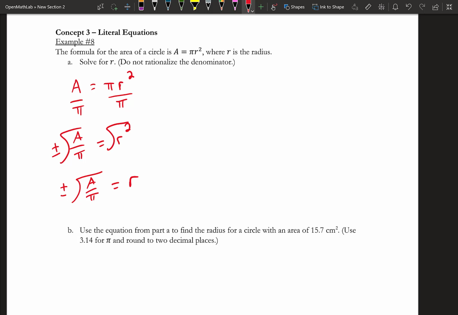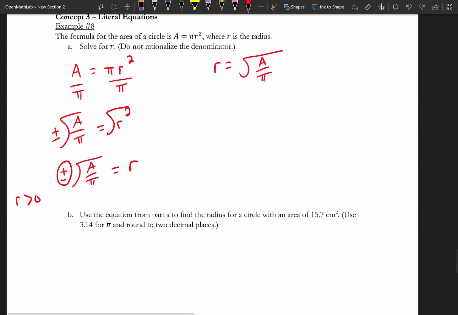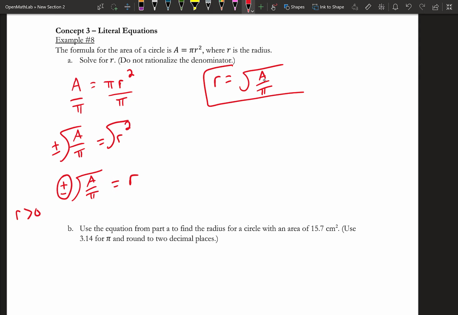But something to note in this context is that r is always positive, right? A radius is a measurement, a length, right? So actually this part should be just positive, right? So really r should be equal to the square root of A divided by pi, right? So that's solve for r.